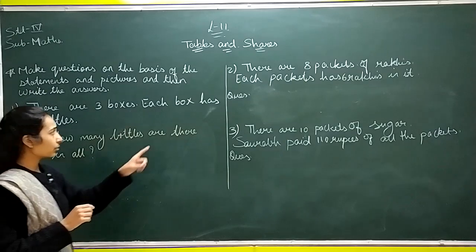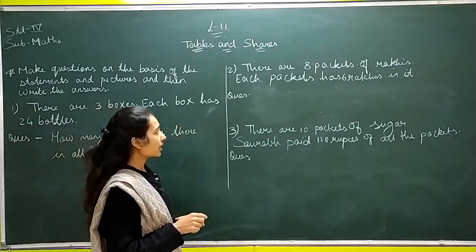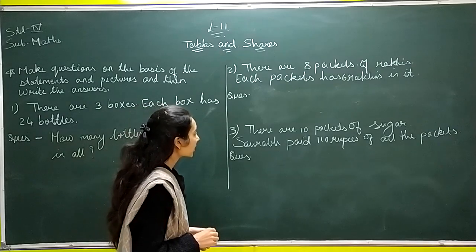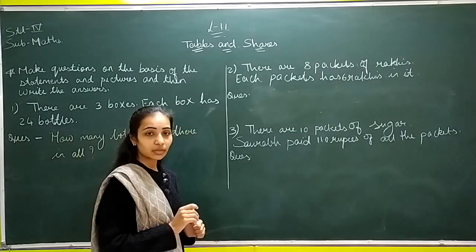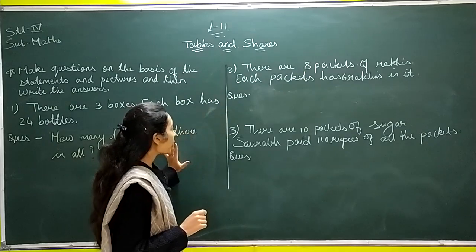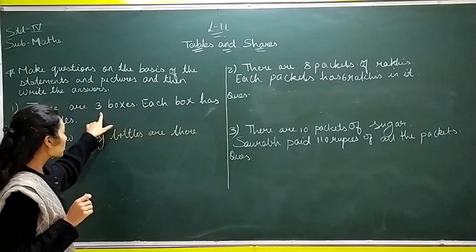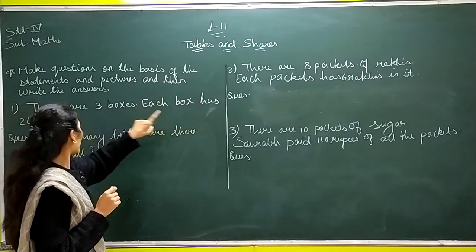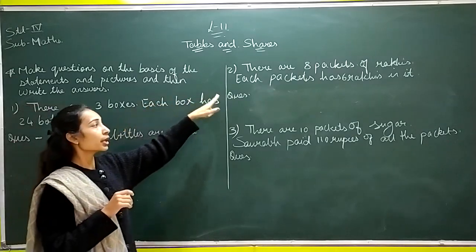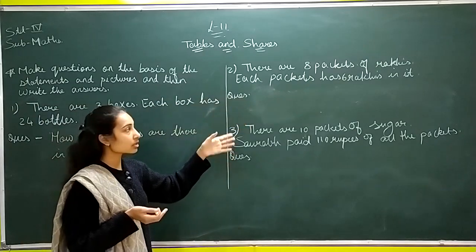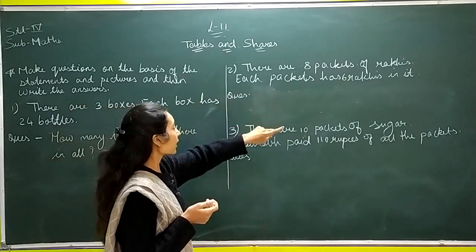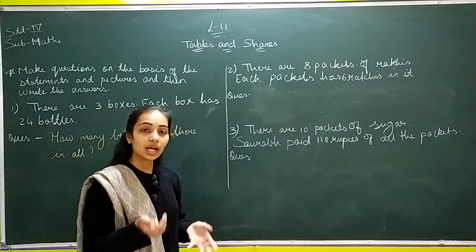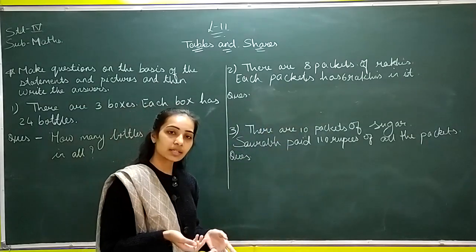Okay. Number 2. There are 8 packets of Rakhis. Each packet has 6 Rakhis in it. Then what can be the question? Same way, it's like bottles. Here 3 boxes were given and here 8 packets are given. In this, for one box 24 bottles and here one packet 6 Rakhis. Same questions, right? So there are 8 packets of Rakhis. Each packet has 6 Rakhis in it. So what can be the question? How many total Rakhis are there in all the packets, right?